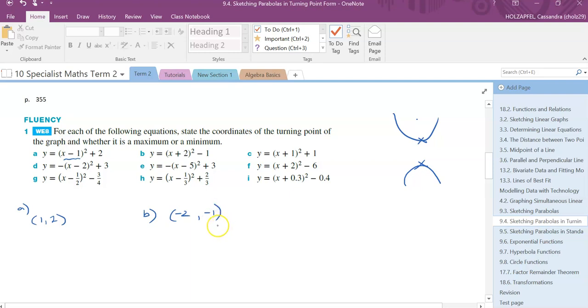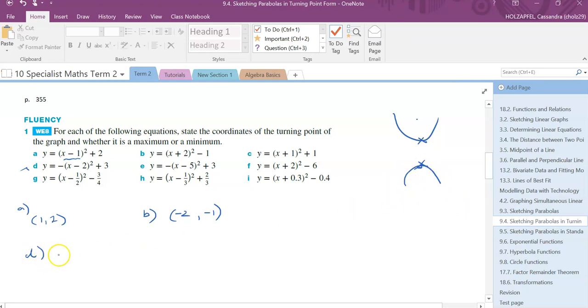Let's do a trickier one. I always like the tricky ones. None of these have a coefficient out there. Oh, this one does. Let's have a look at this one here, question D. This is now a negative value, so that means it's been flipped. So it's a sad face parabola. That's going to be a maximum turning point, because the max point it's ever going to go to is this turning point here.